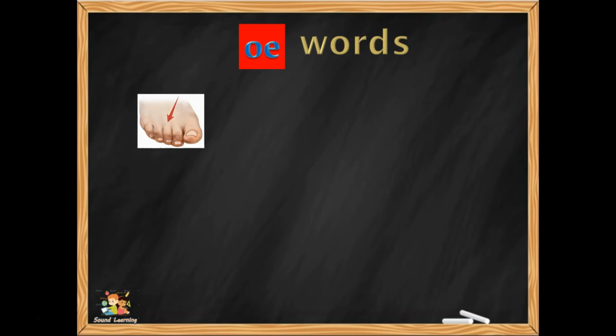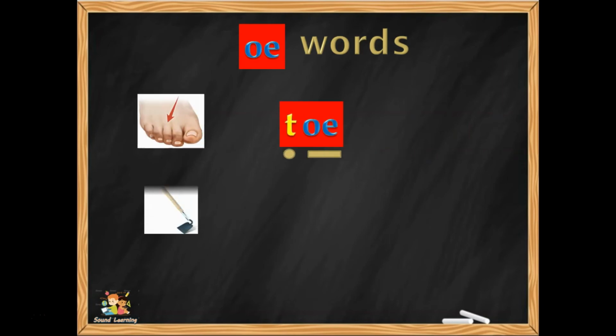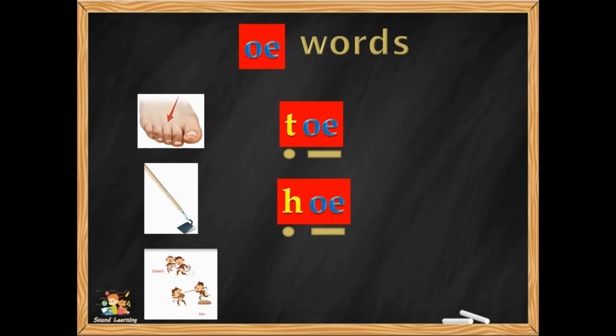O, E, toe. Can you spell that? Two sounds only, you can spell that. T and O, toe. Good, and that's a hoe. How easy is that? H, O, hoe. And that is a foe or an enemy. So can you spell that? Oh, come on, it's easy. F, O, foe.